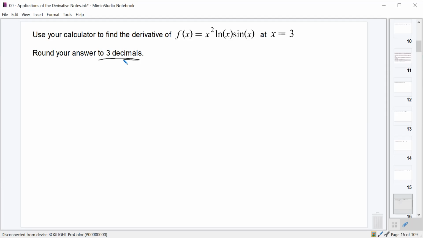In order to do this, the first thing you have to make sure you do on the AP test is write out exactly what you're having the calculator evaluate. So you write the derivative with respect to x of x squared ln x sine x evaluated at x equals 3, equals. Then you just use your graphing calculator to figure out what that value is. I'm going to pull up my graphing calculator here.